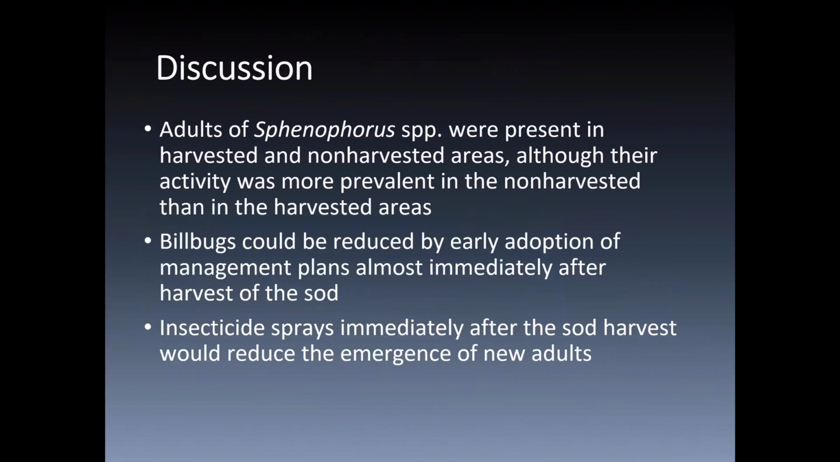So basically, exactly what I said is what's written here. The data is kind of alluding that we need to pay attention and maybe consider that those areas that are recently harvested need to be managed. That might be one way to reduce the population, because managing billbug is not like one spray application or two.